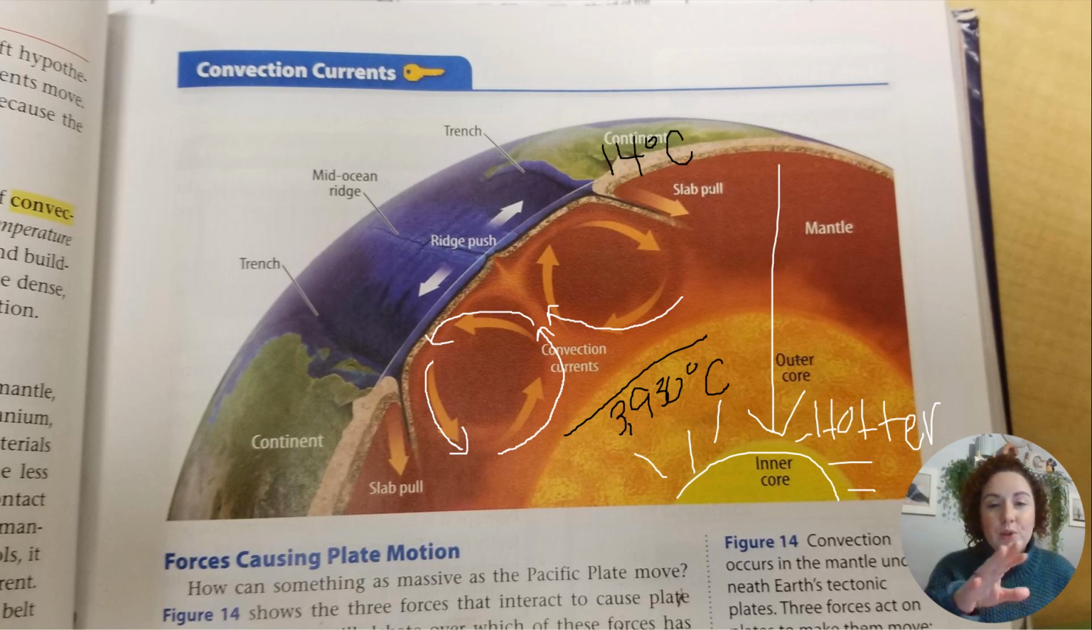We will talk about more of this diagram in a couple of days, but as it moves, the weak portions of our slabs or plates start to move with the flow. So we'll talk more about that, but that's what's going on. It's kind of intense.